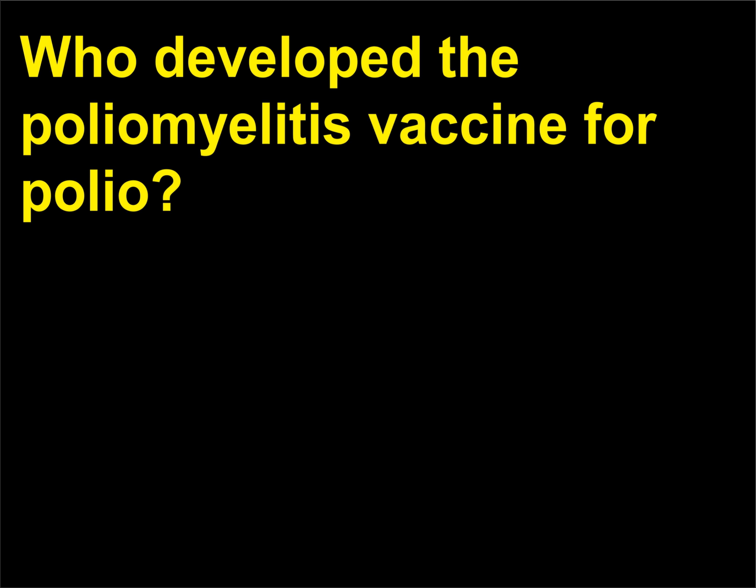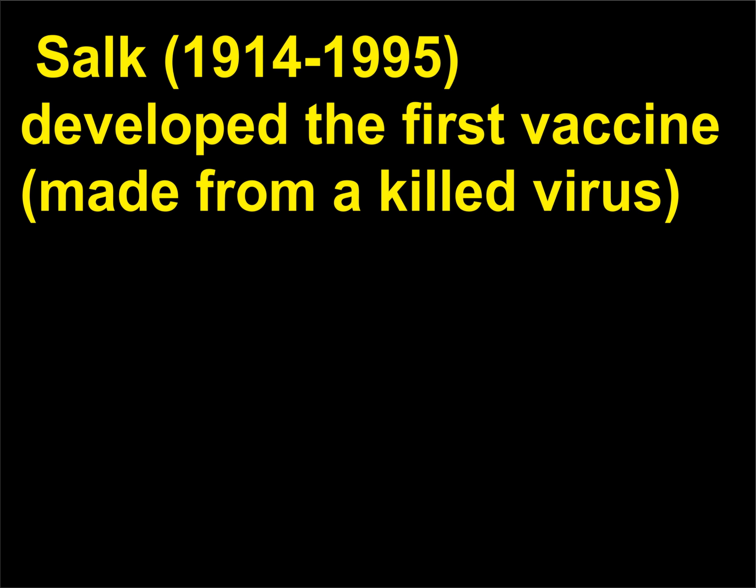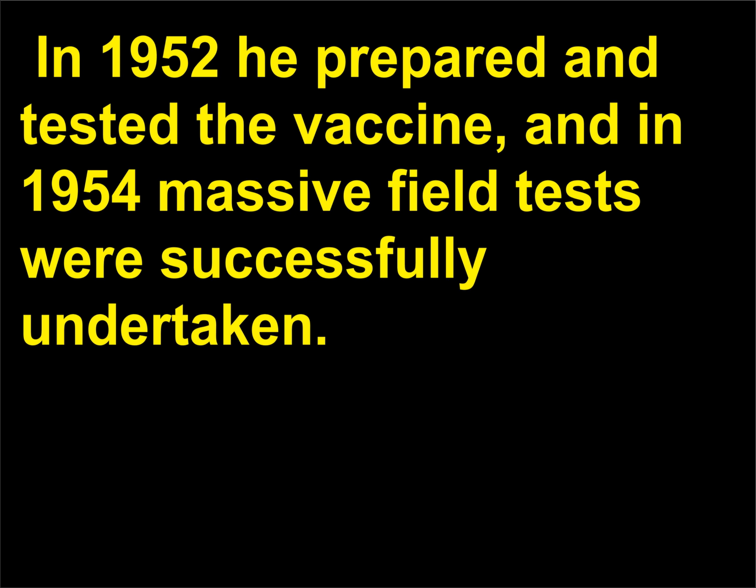Who developed the poliomyelitis vaccine for polio? Immunologist Jonas E. Salk, 1914 to 1995, developed the first vaccine, made from a killed virus, against poliomyelitis and is known as the man who defeated polio. In 1952 he prepared and tested the vaccine, and in 1954 massive field tests were successfully undertaken.